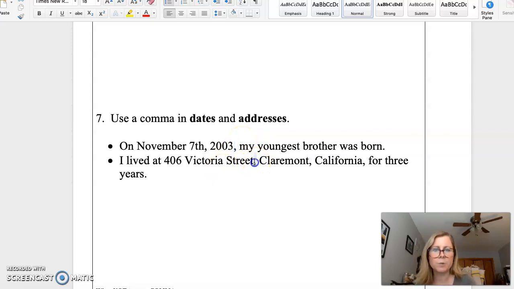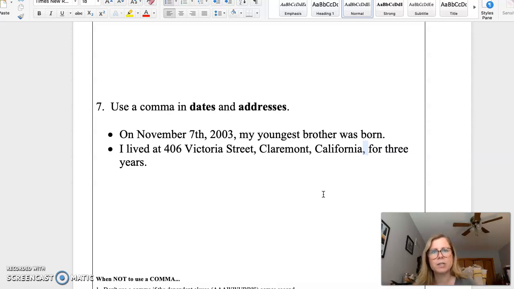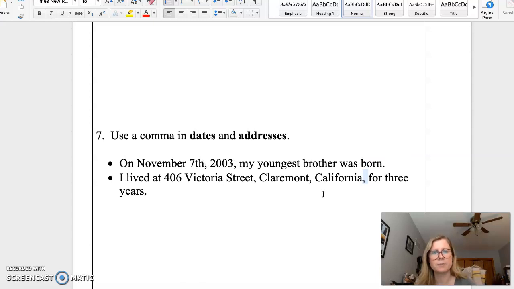And then here's one of my old childhood addresses. So with an address, it's street name, comma, city, comma, state, and if you're continuing with your sentence, you do another comma to separate the address from the sentence. Now you are going to apply these comma rules with a practice page I am attaching in addition to this video explanation.